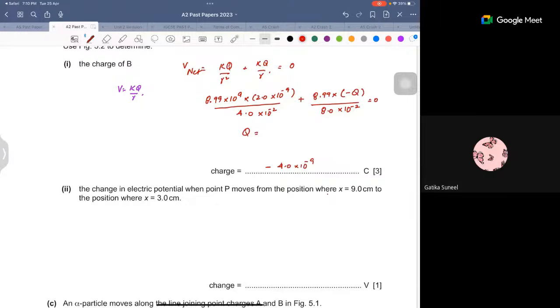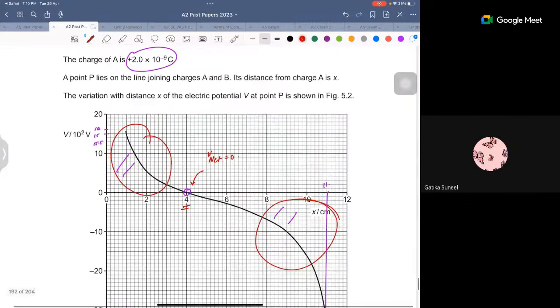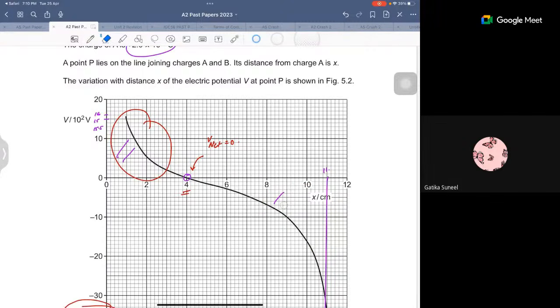Okay, so we've got to do that. The change in electric potential when it moves from 9 to 3. First, we need to see where the 9 is. So at 9, it is right here, which is minus 10. And at 3, it is here, which is equal to plus 2. Okay, let's do that.